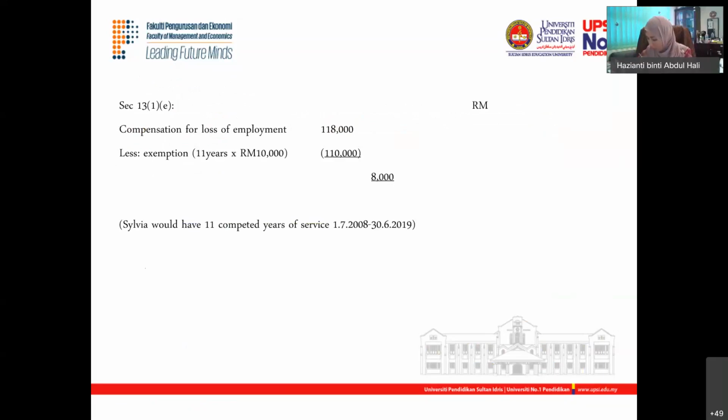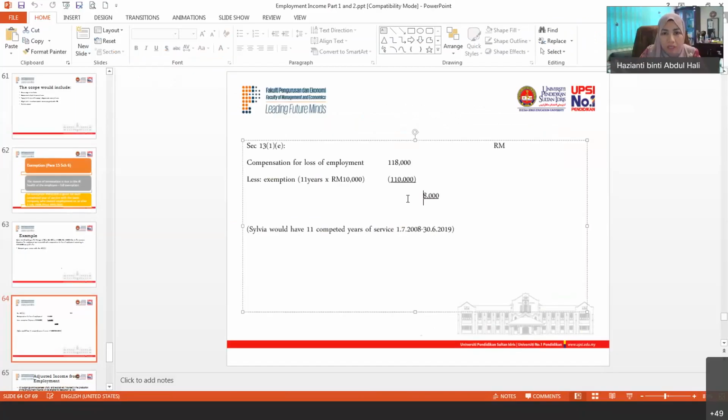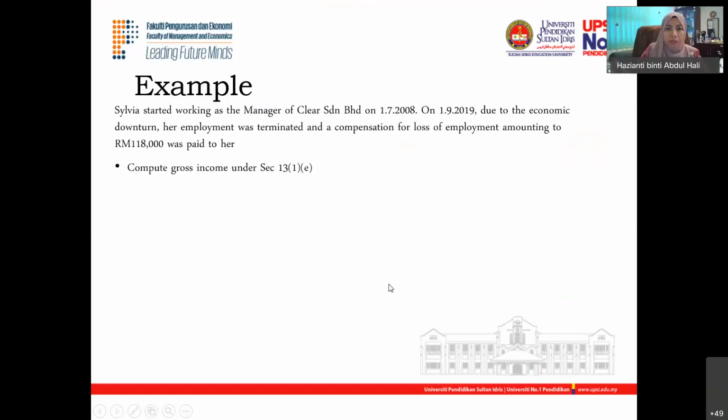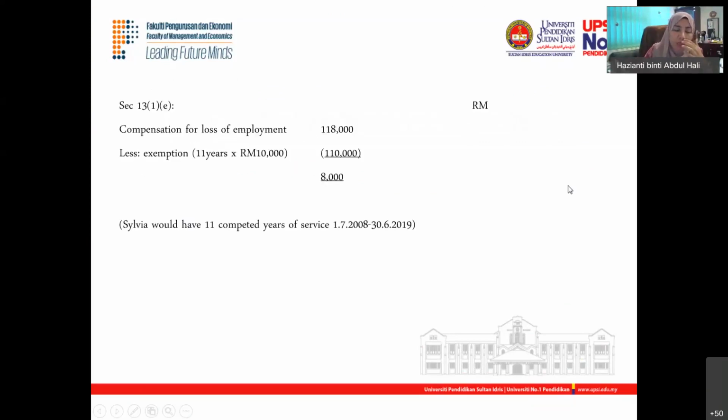It says she received compensation of 118,000, but you have to look at the exemption. Now remember the exemption is 10,000 for one year. Okay. Look at the date. She started work in July, but in September the employment was terminated. So you have to compute how many completed years. It is not just based on the last year. It must be a completed year in order for her to get an exemption.